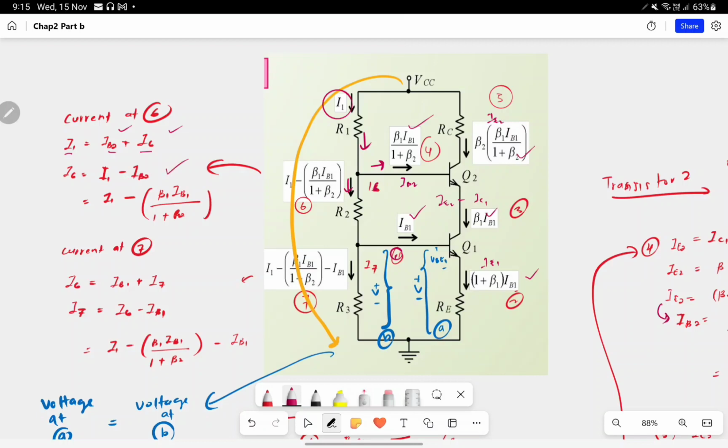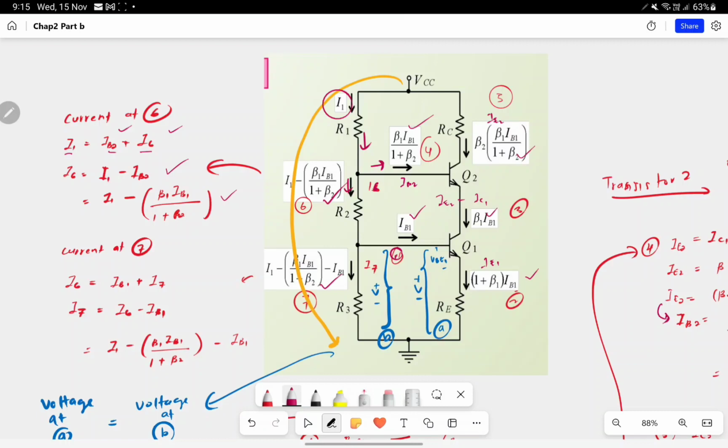Right. So we already know that IB2 equals beta 1 IB1 over 1 plus beta 2. So we know the current entering the I6 is 1 minus beta 1 IB1 over 1 plus beta 2. Alright, so now we settle on the 6th point. Now we look at the last point, at 7.